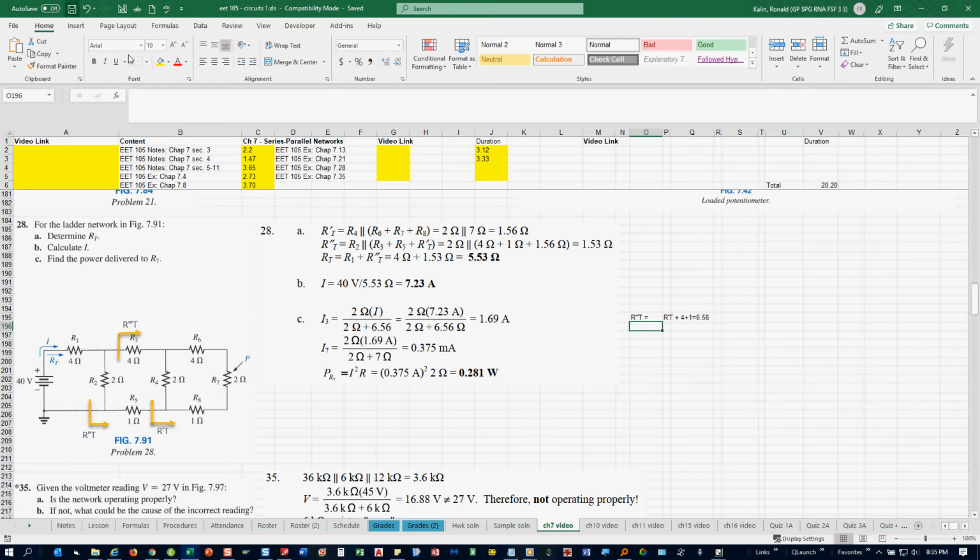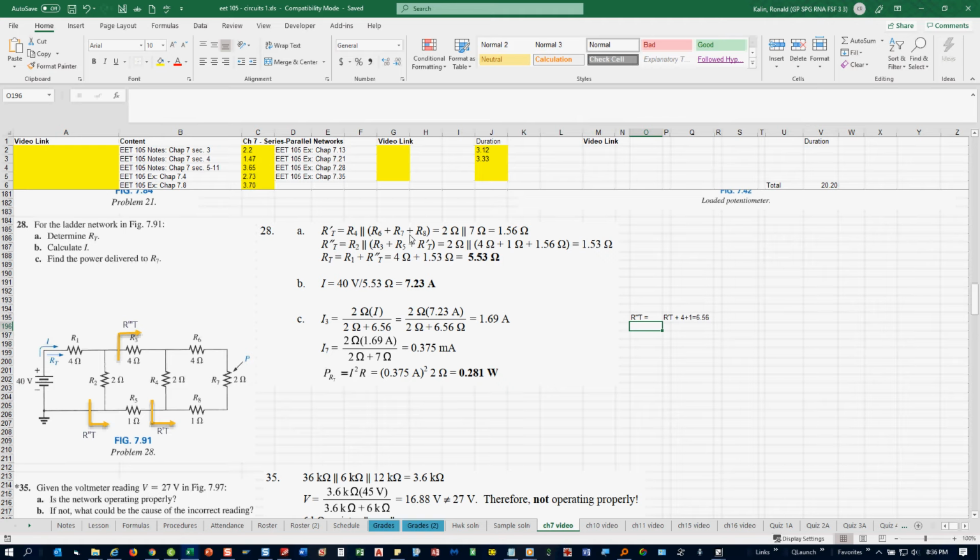EET105, Chapter 7, Problem 28. It says for the ladder network, as shown in figure 7.91 below, determine R sub t. So first thing you want to do is start at the right-hand side. You can see that R6 plus R7 plus R8 is 4 plus 2 plus 1, which is equal to 7 ohms.